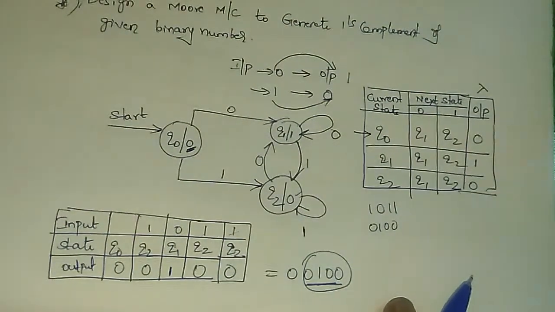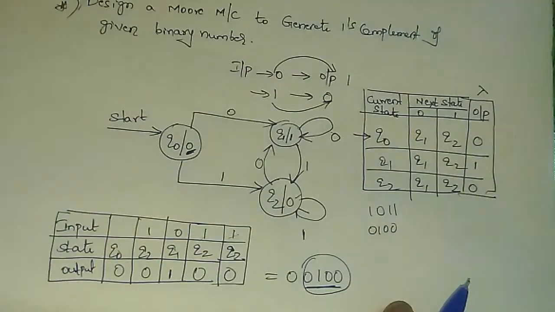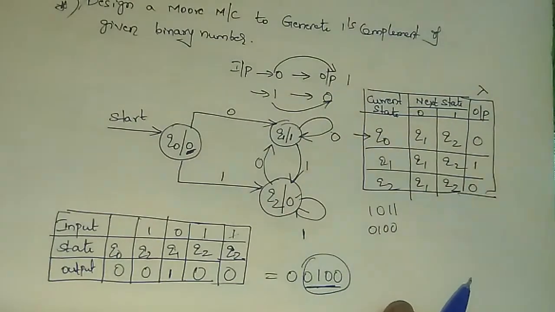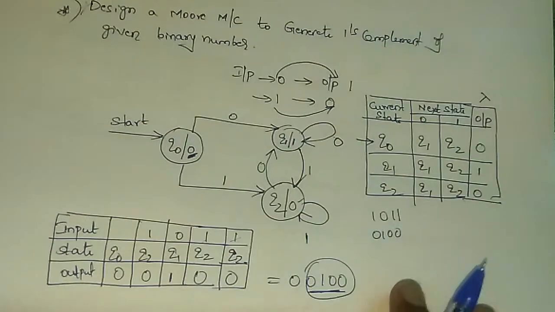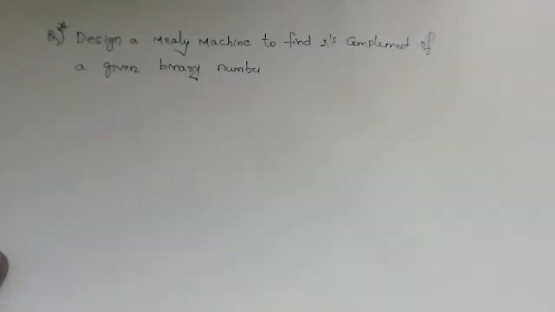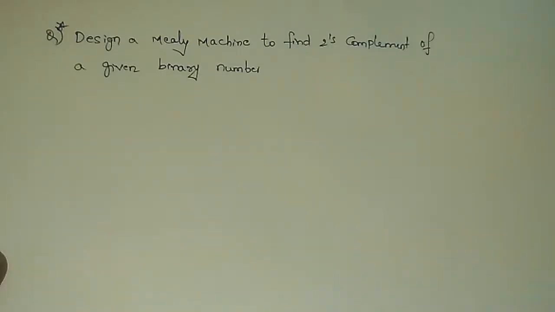So this is all about this Mealy machine. We'll see another example for a Mealy machine. Now we'll see an example for a Mealy machine as well. Design a Mealy machine to find the 2's complement of a given binary number.